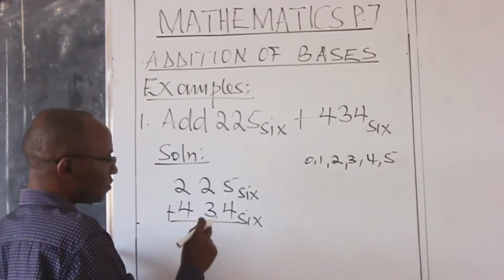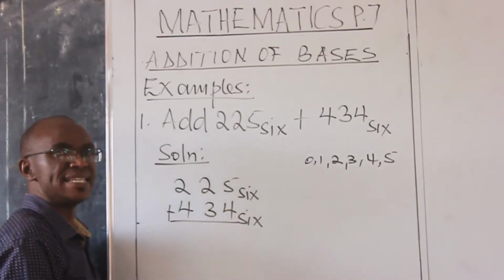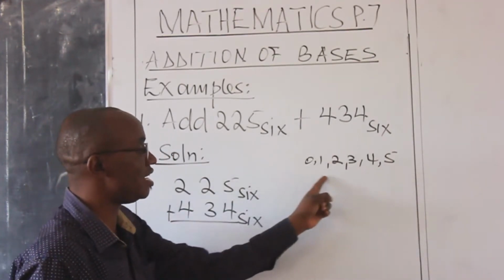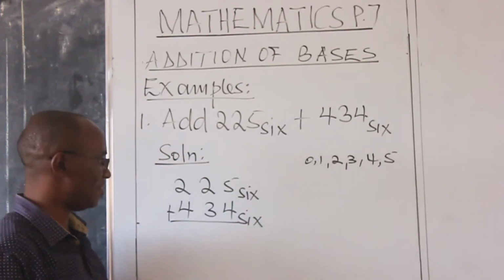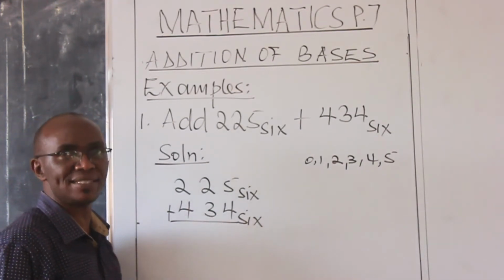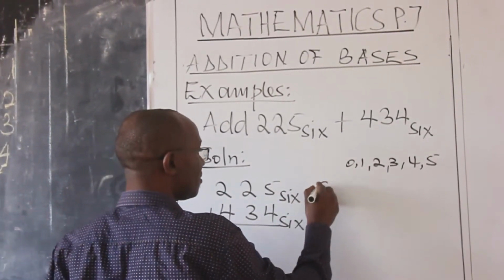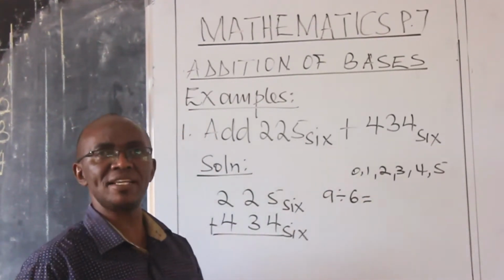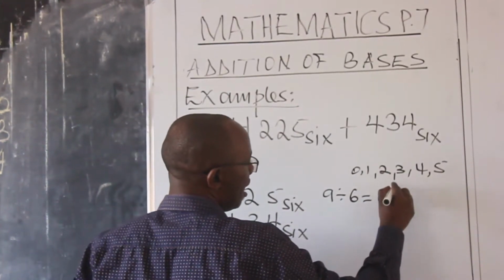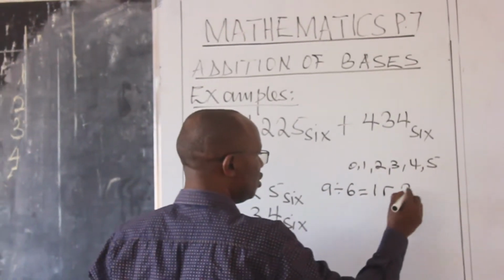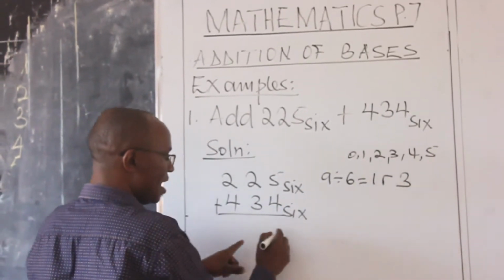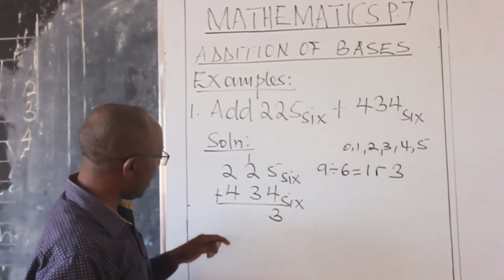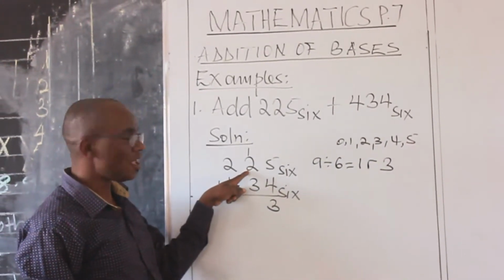So we are adding. 4 plus 5 is 9. We cannot write 9 in base 6. Among the digits used in base 6, we do not have 9. So we have to change 9 to base 6 by dividing 9 by the given base, which is 6. When you divide 9 by 6, you get 1, and the remainder is 3. So when you're writing down, you write the remainder, and then you carry the whole number to the next place value.